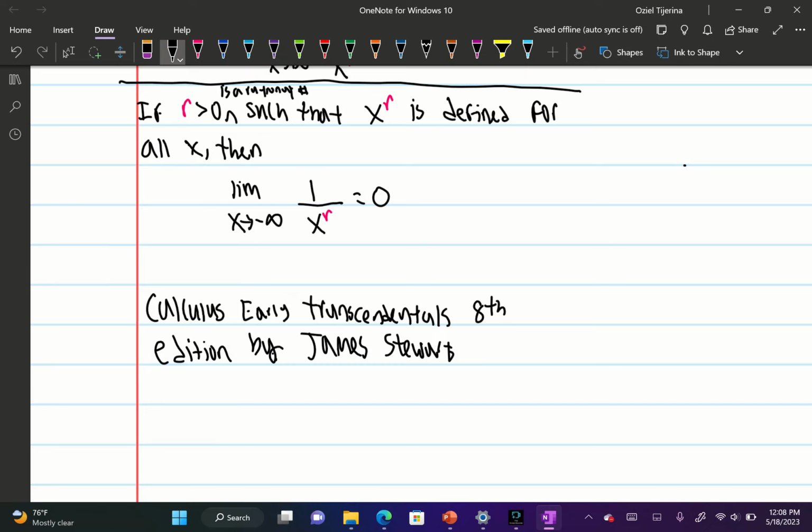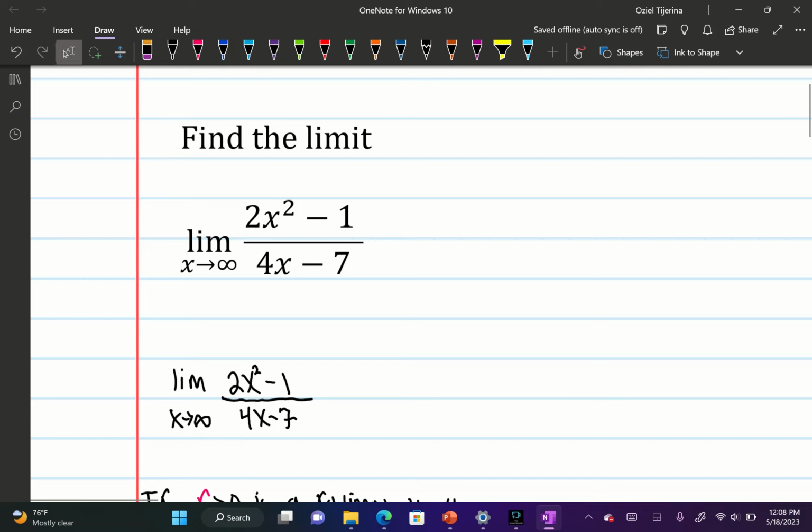The idea is, what we need to do is find the limit as x approaches infinity of 2x squared minus 1 over 4x minus 7. Now, there was a theorem that I never even knew, or maybe I learned it in the past and I actually forgot what it was.